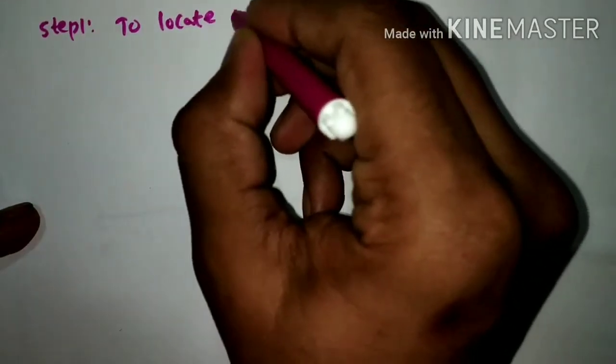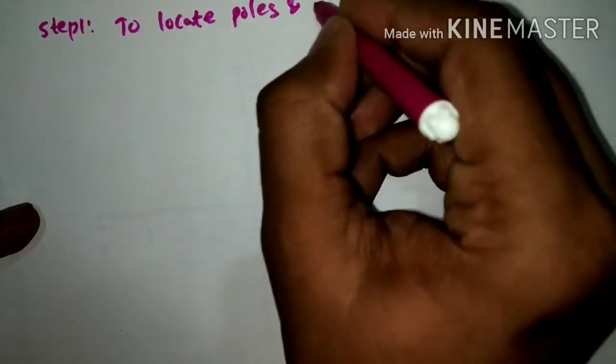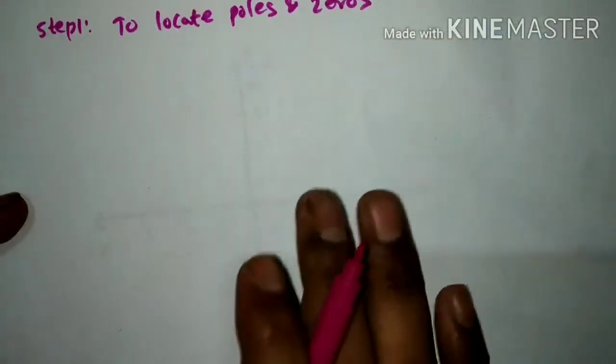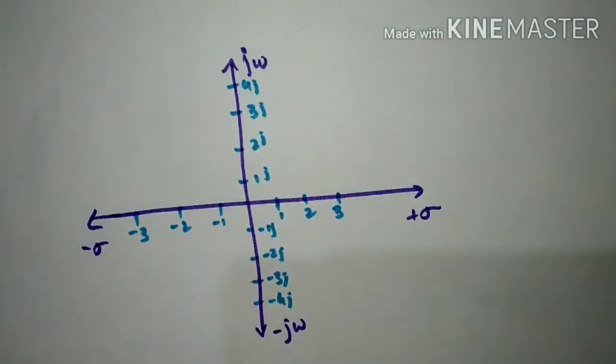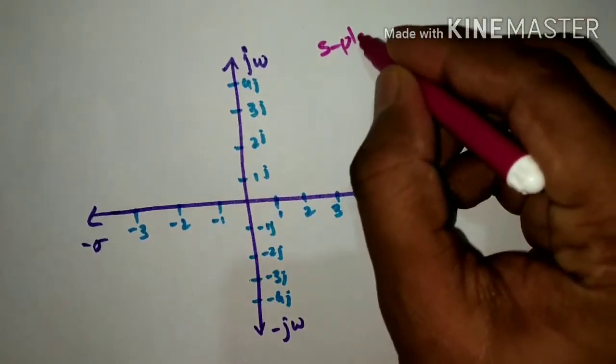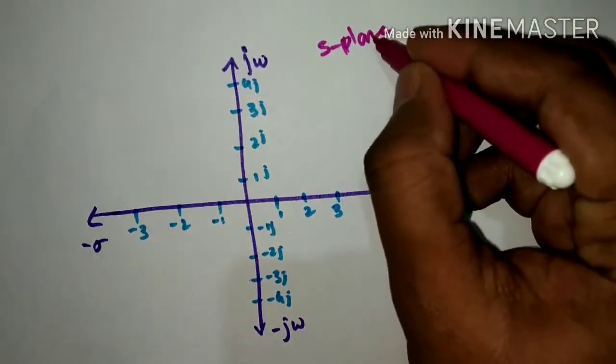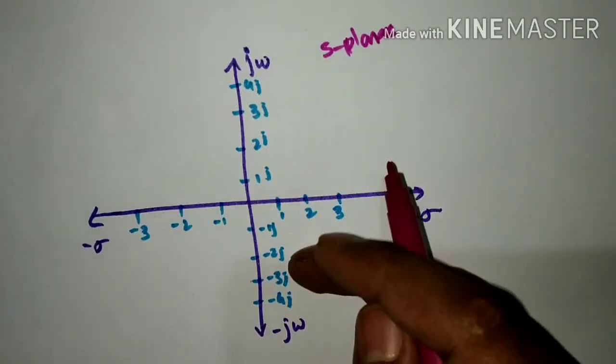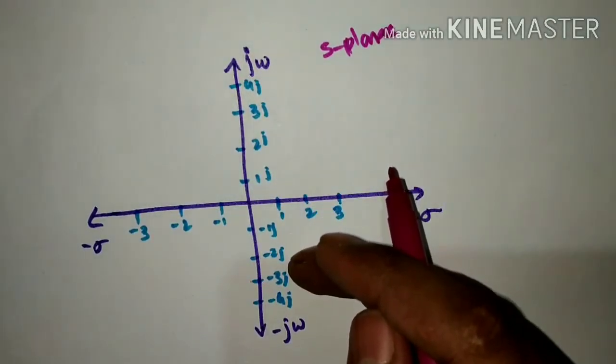To locate poles and zeros. So we have to locate the poles and zeros on this S plane. This is the S plane. You have to locate the poles and zeros here. So you know how many poles we have?